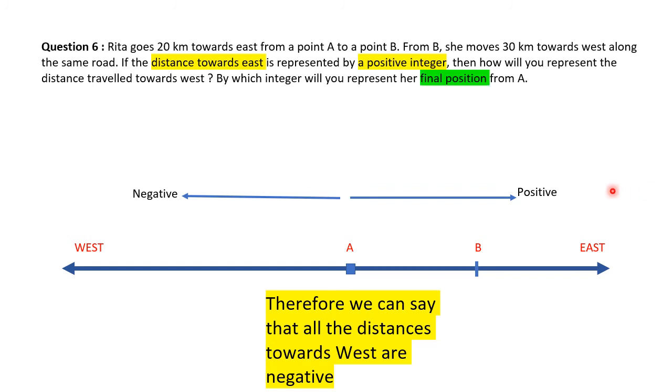Now, the next part of the question that we need to focus on is what is the final position from A? We have to find the final position of the girl from A. What is the girl's name? Rita. So let us see.